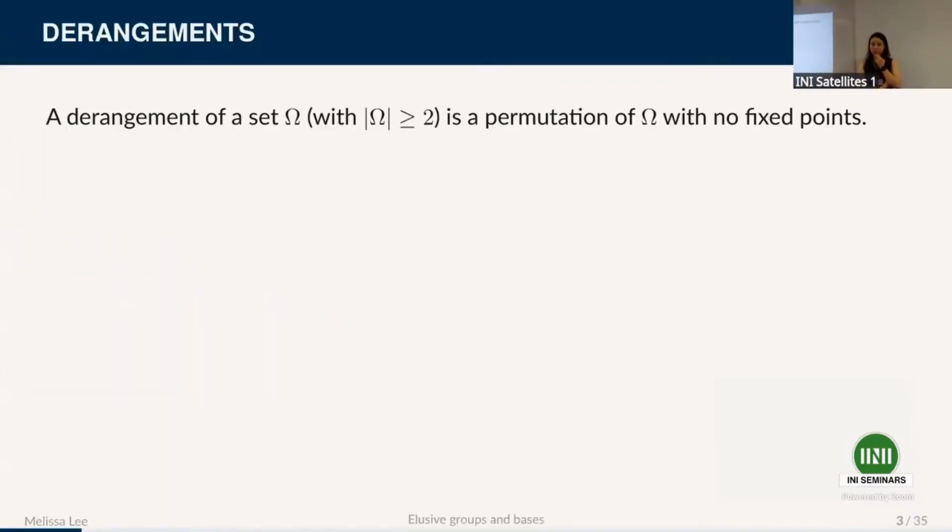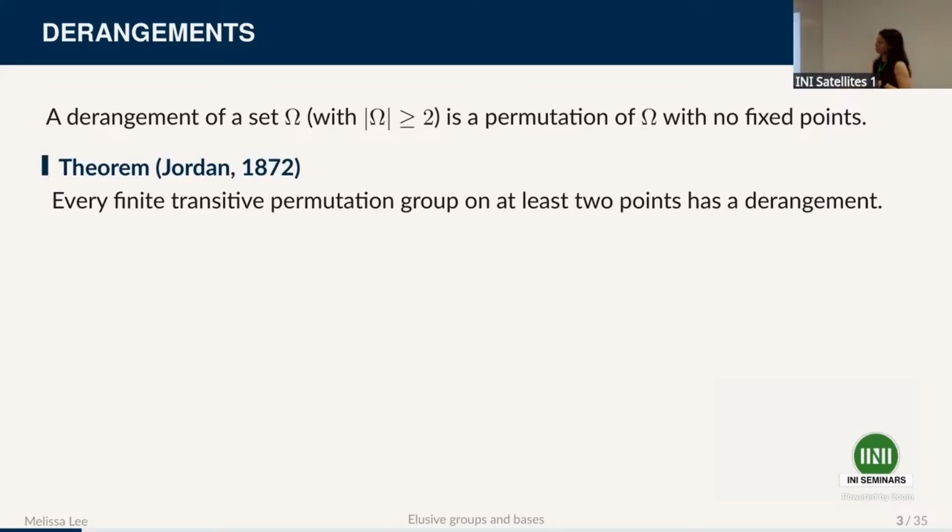Okay, so where do we start? We're starting with derangements. A derangement is a permutation that has no fixed point, okay? There's a very old theorem by Jordan from 1872 that says that every finite transitive permutation group on at least 2 points has a derangement. Recall from Cheryl's talk yesterday that a transitive group is a permutation group in which if you choose any 2 points, say A and B, you can always find a permutation that maps A to B. Now I believe I've got some examples here as a little warm up.